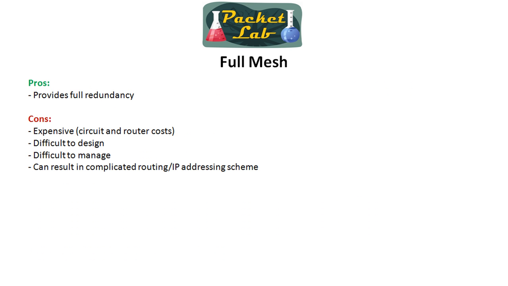So the pros for a full mesh, well, the big one is full redundancy. You're going to have a distinct connection to each router, and this probably gets a little easier to visualize when I have a visual for you, which will be in the next slide. The cons are it's expensive. Your circuit cost, if you're providing 45 circuits for a 10 router network, that gets to be very expensive. Router cost, you have to have routers that are able to terminate each of those connections. It's difficult to design, it's very difficult to manage, and it can result in complicated routing and IP addressing schemes. So it's really for those situations where you absolutely need full redundancy.